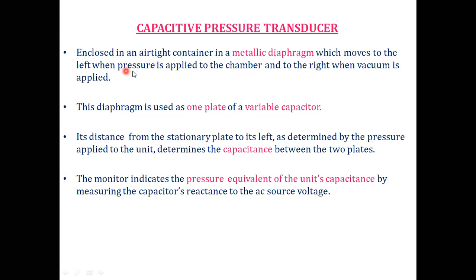which moves to the left when the pressure is applied to the chamber, and to the right when vacuum is applied. The diaphragm is used as one plate of a వేరియబుల్ కెపాసిటర్. ఆ డయాఫ్రమ్ మేము ఒక ప్లేట్ ఆఫ్ ది కెపాసిటర్లా తీసుకుంటాం అనమాట. And its distance from the stationary plate to its left, as determined by the pressure applied to the unit, determines the capacitance between the two plates. The monitor indicates the pressure equivalent of the unit by measuring the capacitive reactance to the AC source voltage.